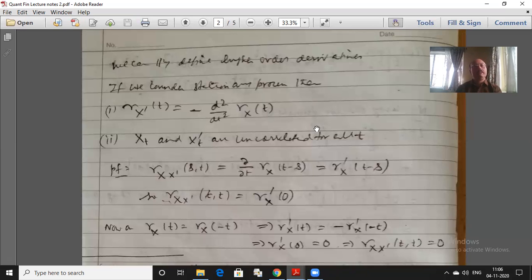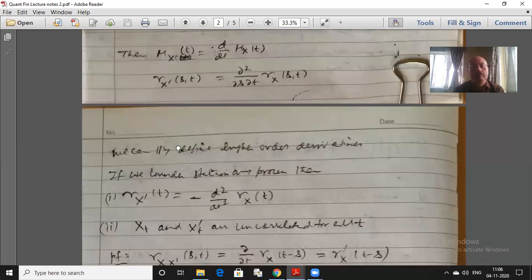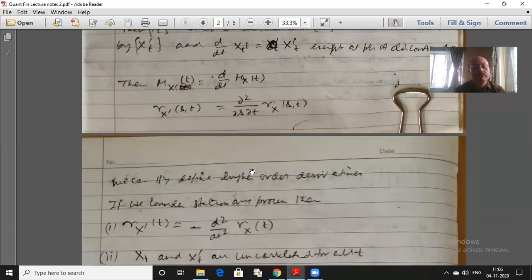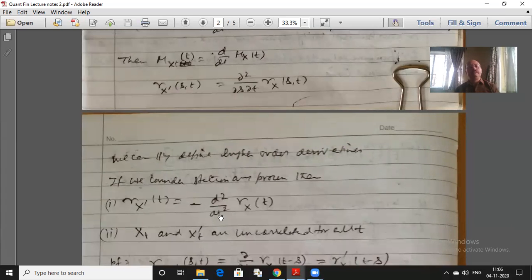Okay, so if I have a stationary process, then I have these two properties which are quite useful sometimes: the autocovariance of x prime is the second derivative of the autocovariance of x with a minus sign. So I'm using this particular relationship that we have already stated, and then I'm using stationarity. If I use stationarity, then I can specialize and show that the autocovariance of x prime t is minus the second derivative of the autocovariance of x t.